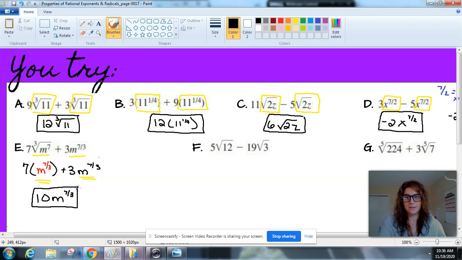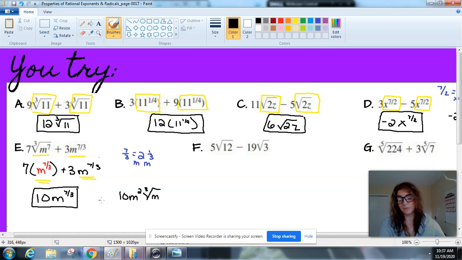Again, same thing. I can either choose to leave it like that unless they tell me to simplify it. And if they do, 7/3 is 2 1/3. So I would have m squared and m to the 1/3, which would be simplified to this, the cube root of m. So it just depends on what they're asking you. If they don't tell you how to simplify, you don't have to. You can just simply add or subtract your coefficients.